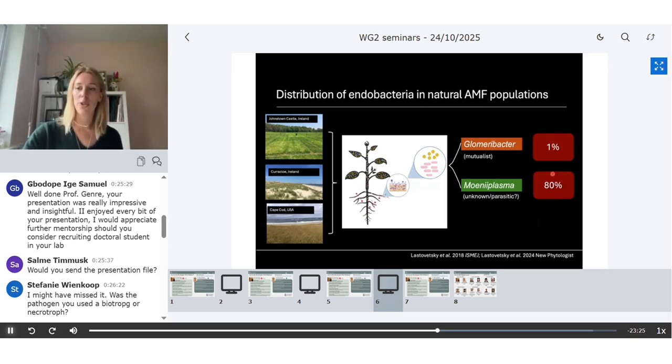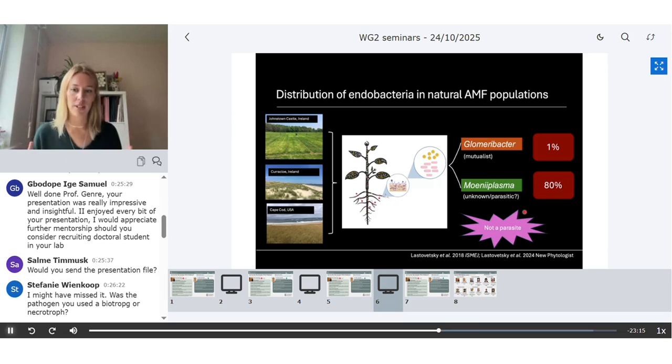The other thing I wanted to highlight is that because Moeniplasma is so common in natural AMF populations, it's very unlikely that they are truly parasitic. In fact, my personal hypothesis is that they are not parasitic, that they likely have some kind of benefit for AMF. We just don't know what it is. And so this is one of the major directions of my research group, trying to find out what Moeniplasma actually do in AMF.